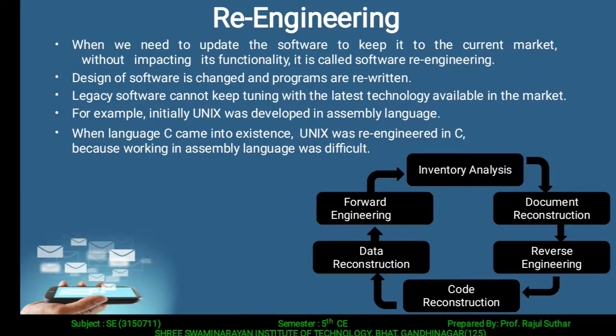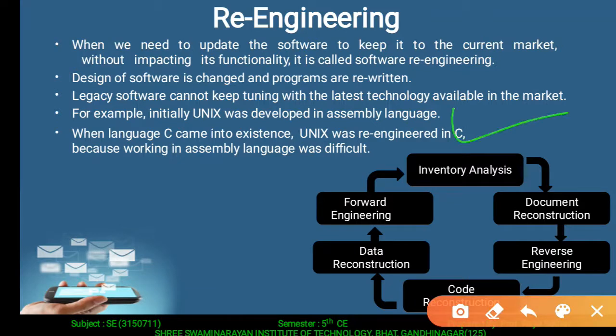For example, initially Unix was developed in assembly language. When the C language came into existence, Unix was re-engineered in C. So this is the technical example of re-engineering. Whenever you write this question in the GTU exam, you can use this example.